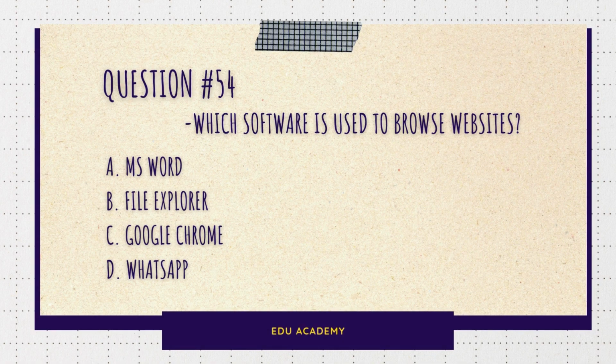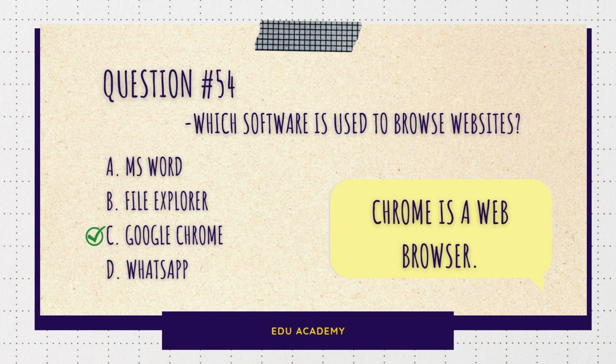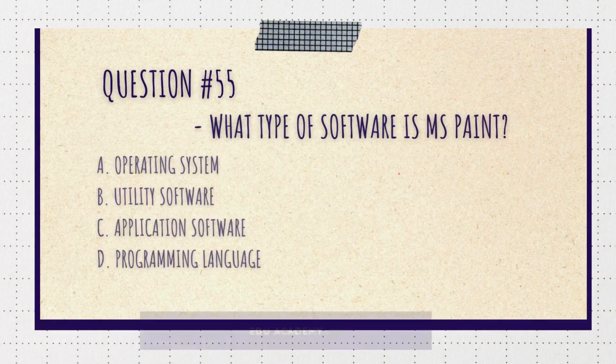Question 54. Which software is used to browse websites? A. MS Word, B. File Explorer, C. Google Chrome, D. WhatsApp. You have 10 seconds. Time's up. Answer C. Google Chrome. Chrome is a web browser used for accessing and navigating websites.